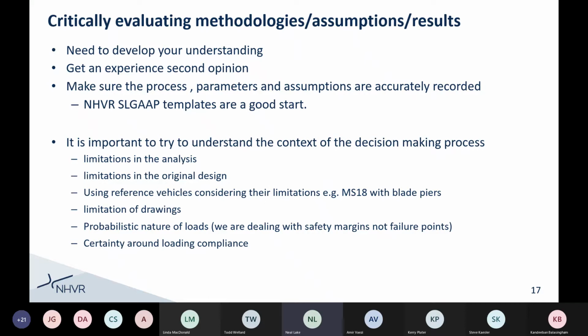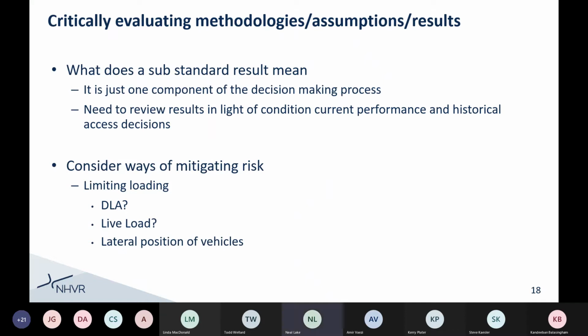And of course, we always need to be thinking about certainty around load compliance, because that sets up what sort of load factors we can use when we are determining what's a fair safety margin. So it's important, when we do get that substandard result, that we realise it's just one component in the decision-making process. And we always need to be thinking about reviewing the results in light of the current performance of a structure and also historical access decisions. And I think it's important, if you get a substandard ratio, you don't automatically just shut down access to a route that might have had that access level running for 20 years.